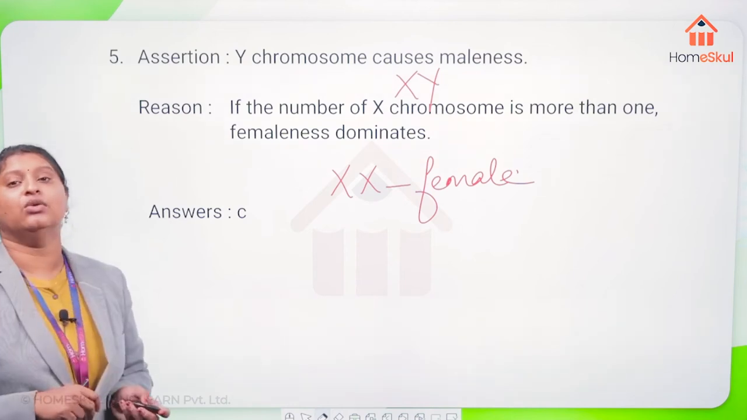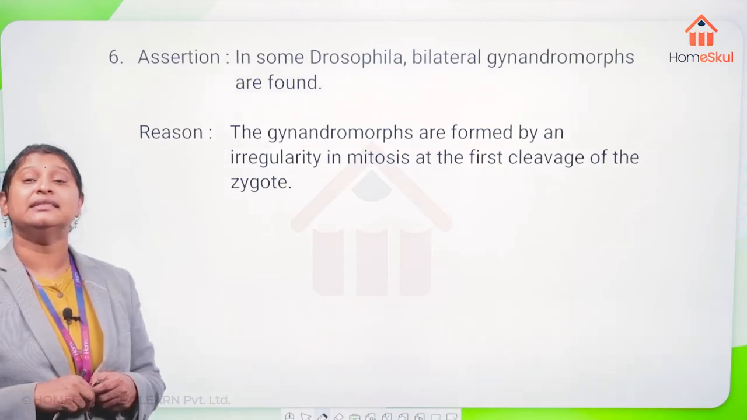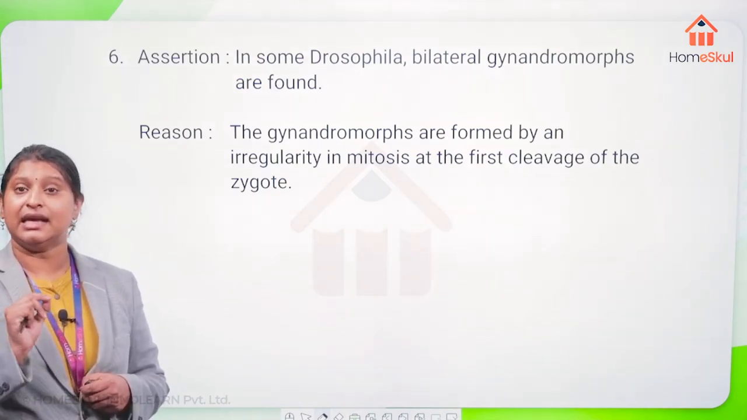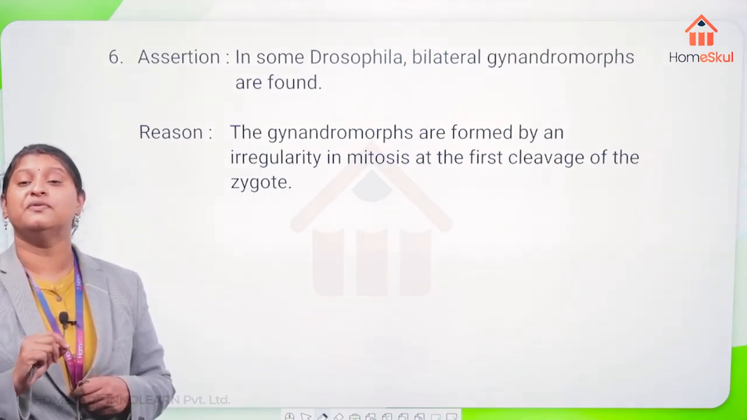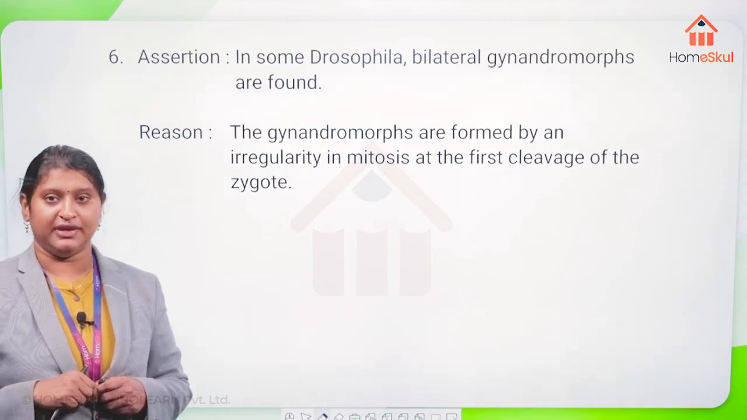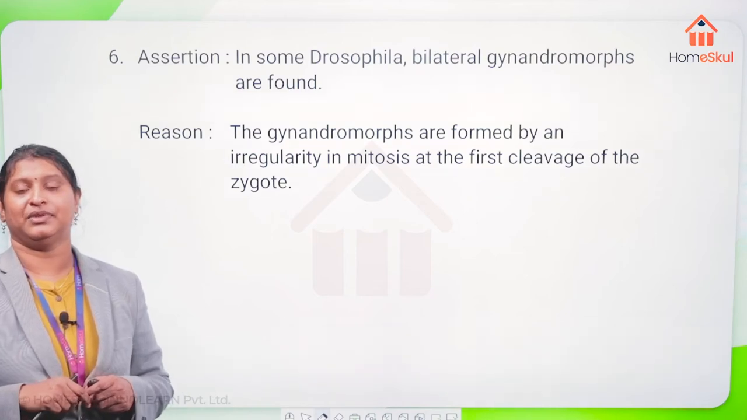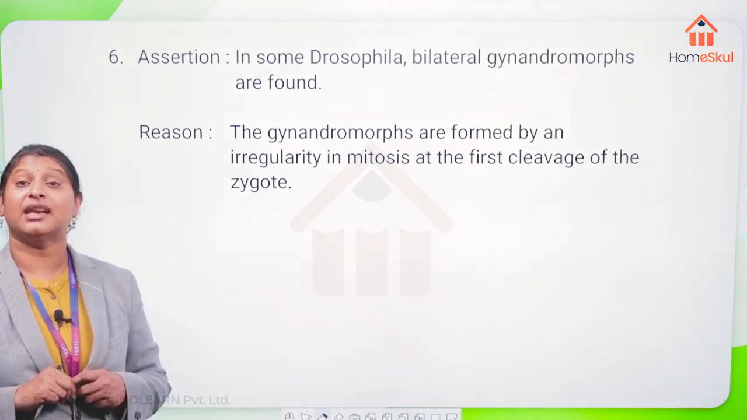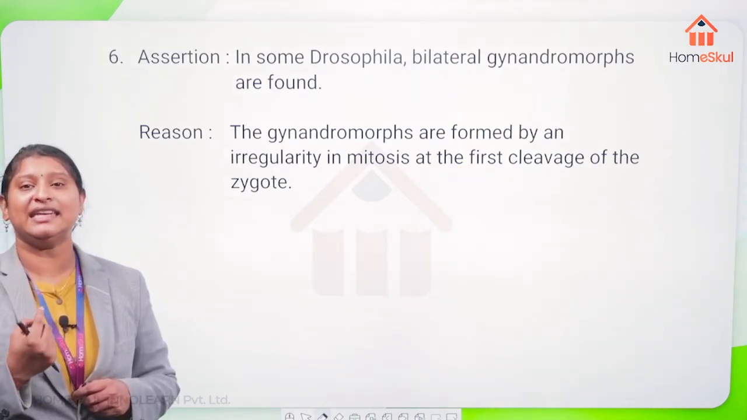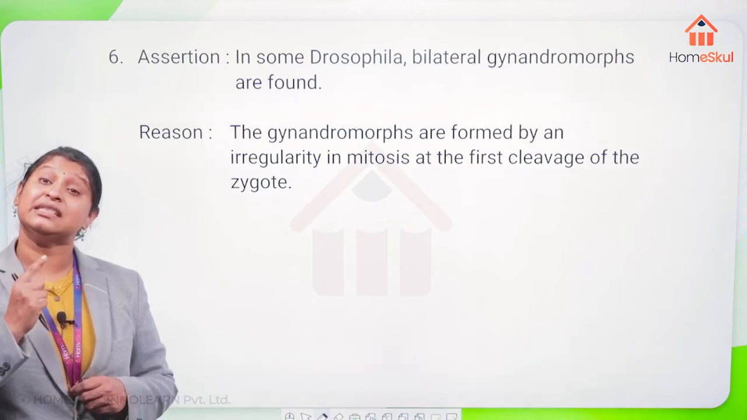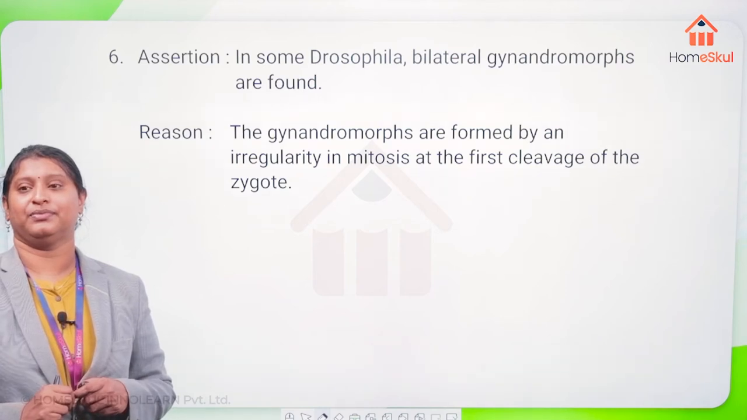Okay. Now, next question. In some drosophila, bilateral gynandromorphs are found. That is the assertion. Reason, the gynandromorphs are formed by an irregularity in mitosis at the first cleavage of the zygote. Is that correct or wrong? Can you answer me?